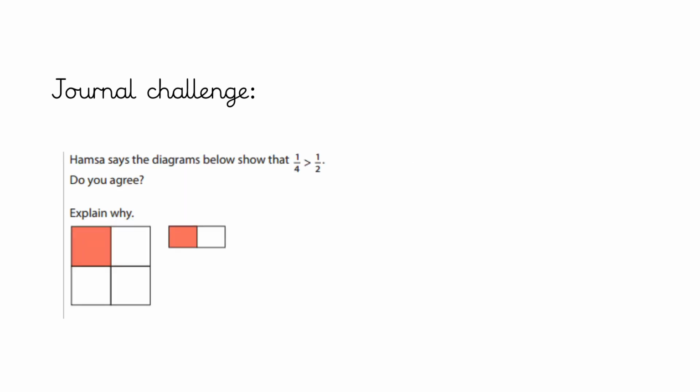Here's a little bit of a challenge for you. Hamza says the diagrams below show that 1/4 is greater than 1/2. Do you agree? Explain why. And we can have a look at some of your explanations when I meet you in our 30-minute discussion session later today.